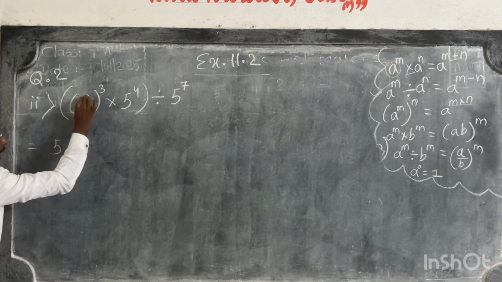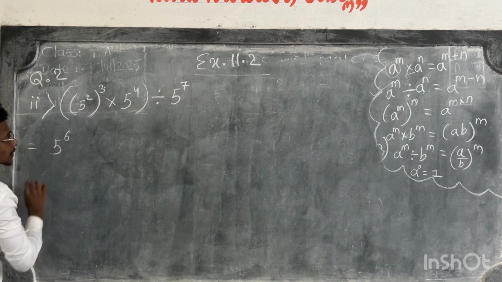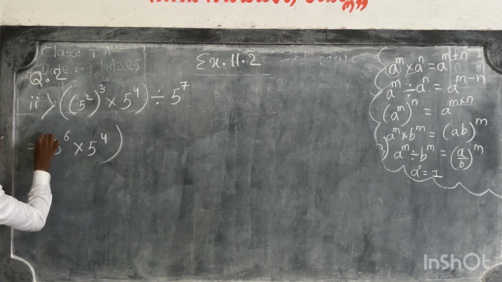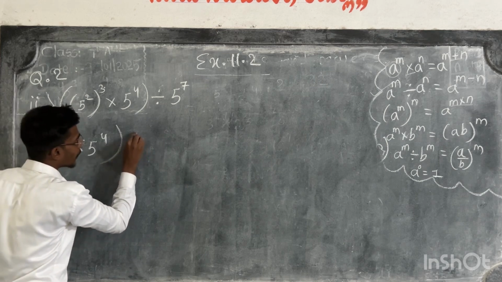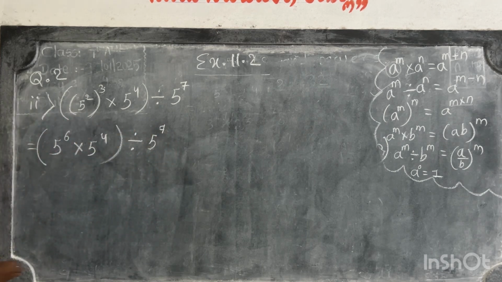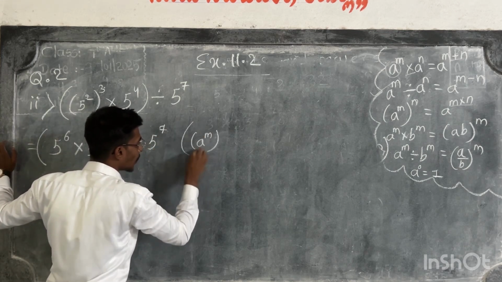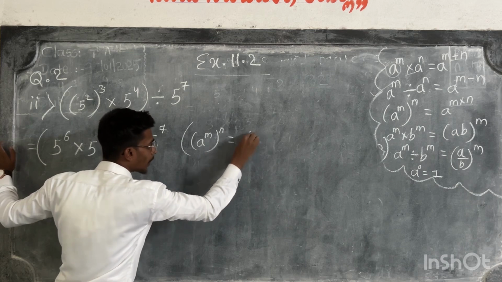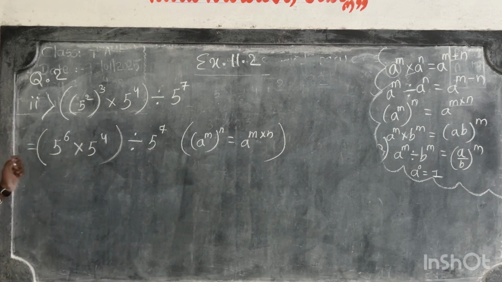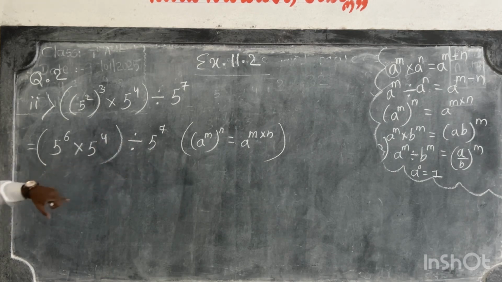5 to the power m into n, that is 2 into 3. 2 3s are 6, into 5 to the power 4, right bracket, divided by 5 to the power 7. Which identity do we use here? Write in bracket: a to the power m whole power n is equal to a to the power m into n. First of all, we have to simplify the bracket, then you can simplify the terms which are outside the bracket.